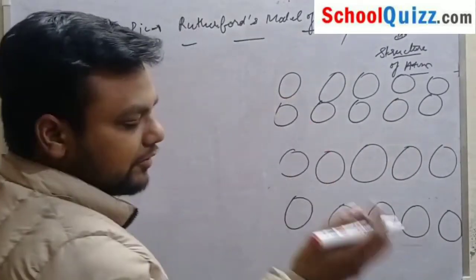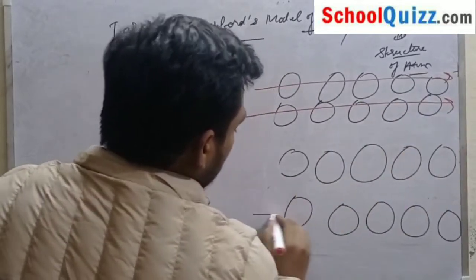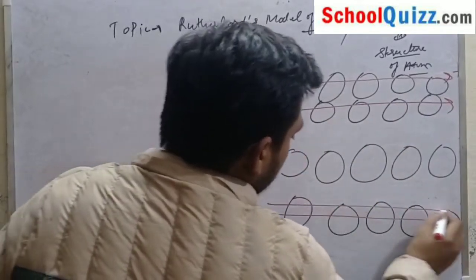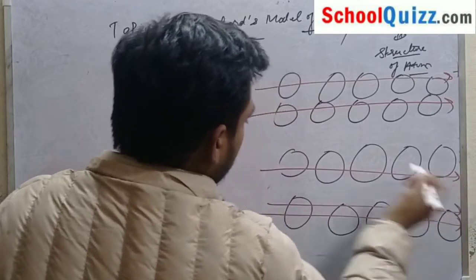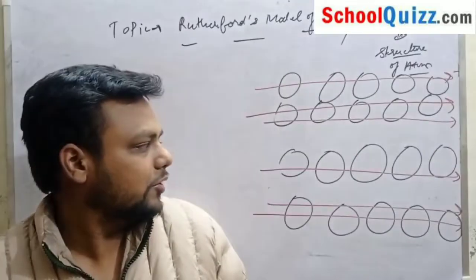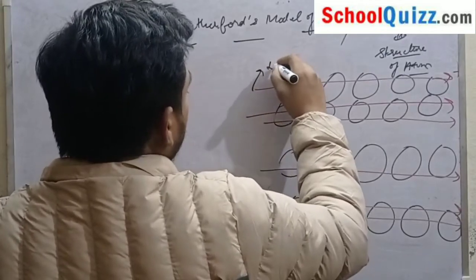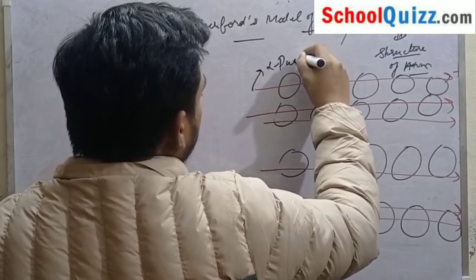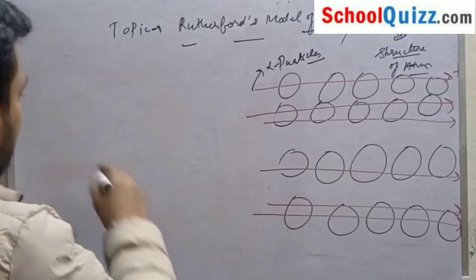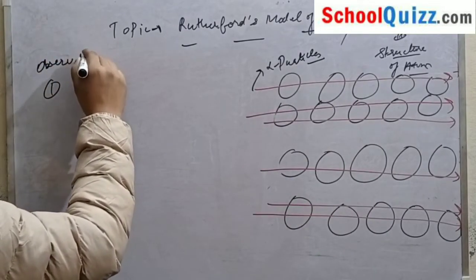Now he made alpha particles strike from a radioactive source. Observe this experiment carefully. What do you observe from these red lines? These are our alpha particles. The first point is the observations. We will write them one by one.